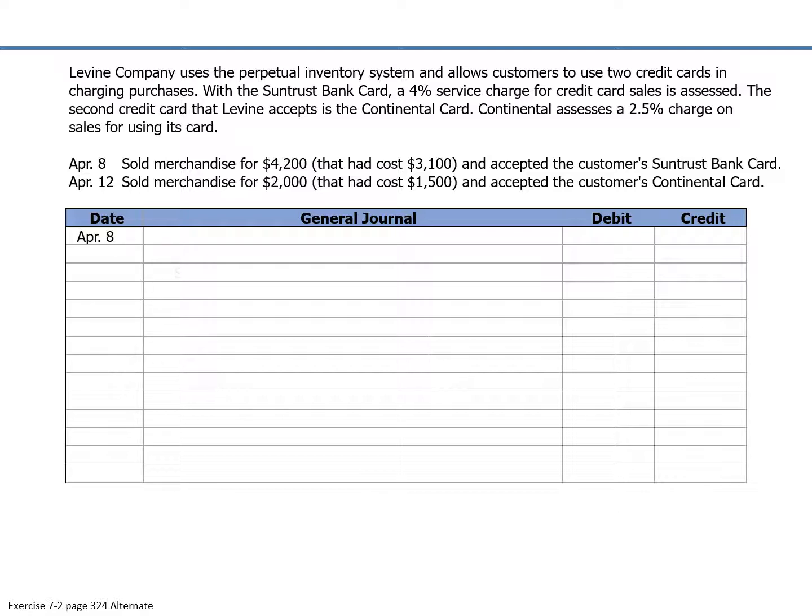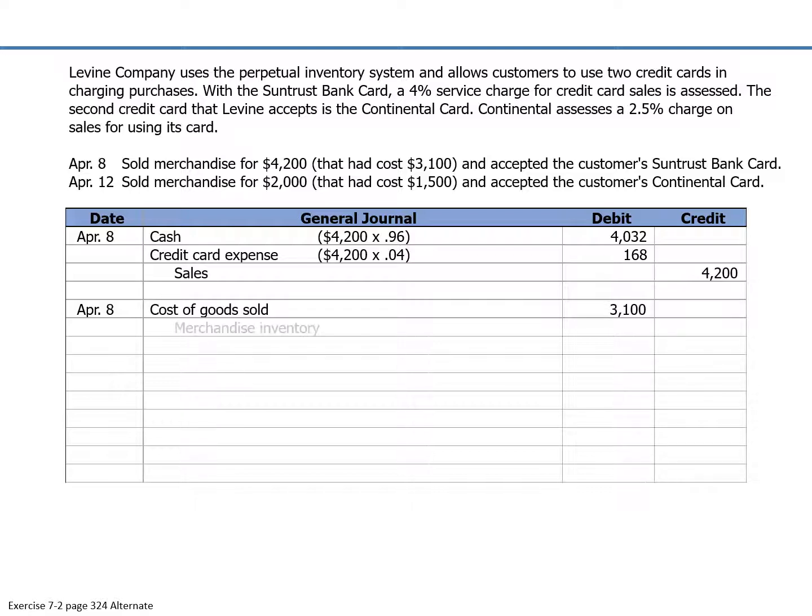All right, so April 8th, we sold merchandise for $4,200. Credit sales, $4,200. The card they used is the one that charges a 4% fee, so we're going to take $4,200 times 4%, and we're going to debit credit card expense for $168. Then the net is our cash. We need to record the cost of our goods that we sold, so we're going to debit cost of goods sold for $3,100 and credit merchandise inventory for $3,100.